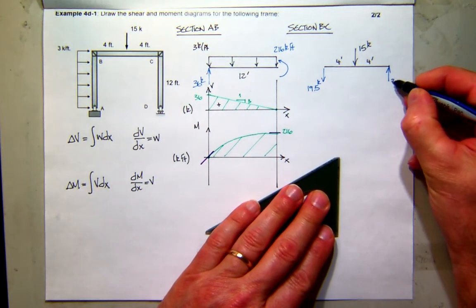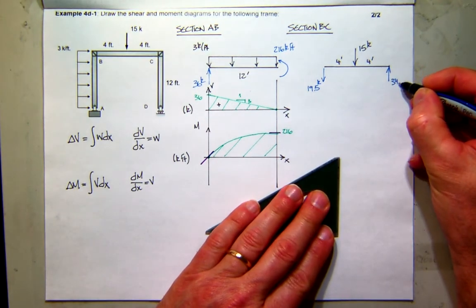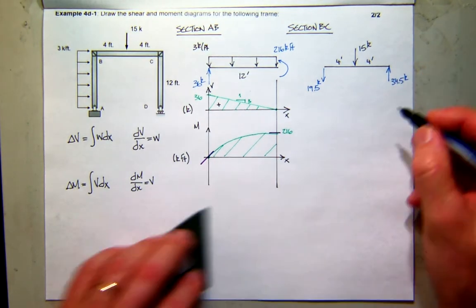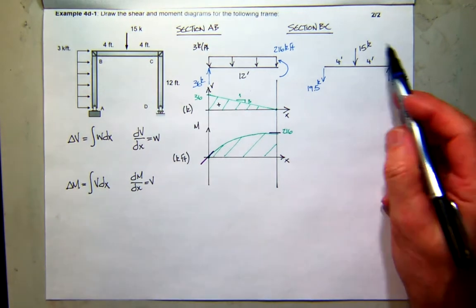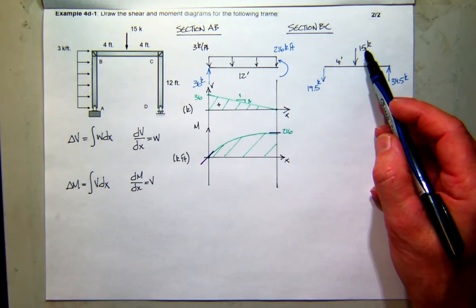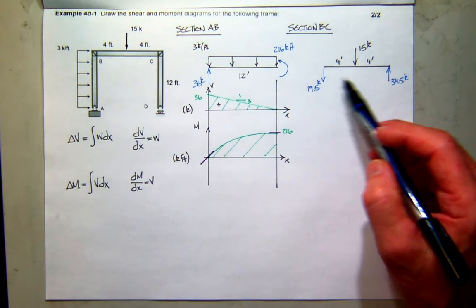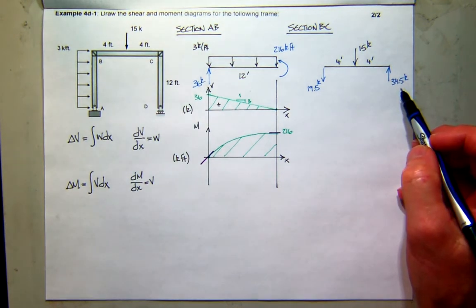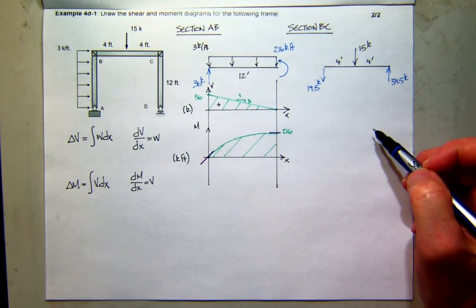What did I say? 34.5? If you do a quick inspection of this free body diagram with just the forces in the y direction, you can see that 15 plus 19.5 are balanced by the 34.5. So it's still in equilibrium. So we got that right.